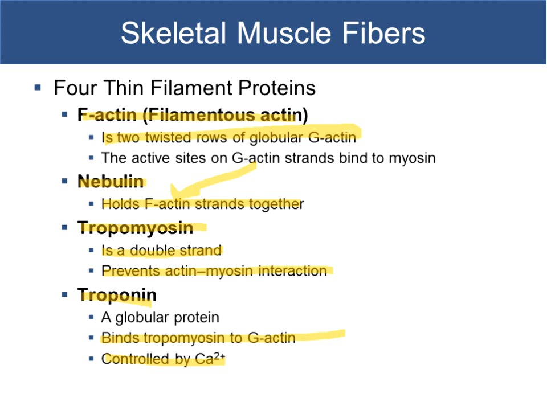So let's start with the thin filament. The structure of the thin filament is as follows. There are four portions of that thin filament. Even though it's called thin, it's got four parts to it. You should know what all four parts are.